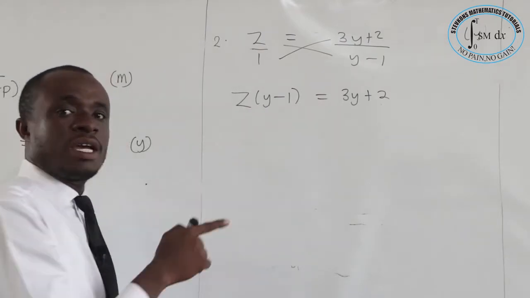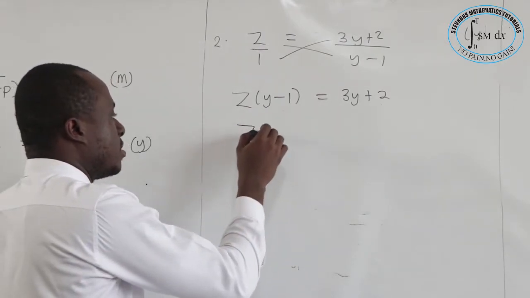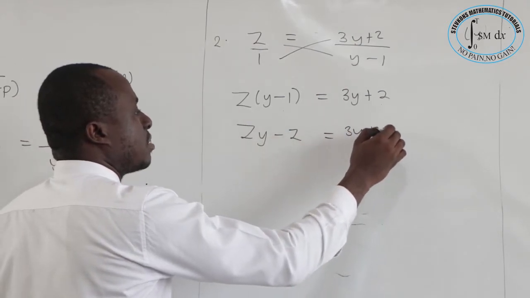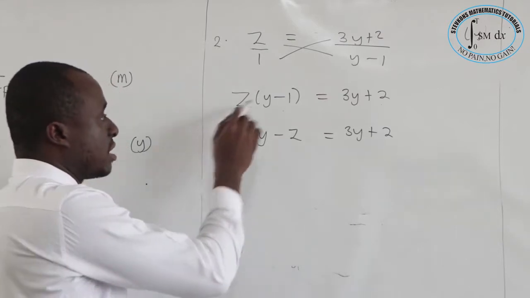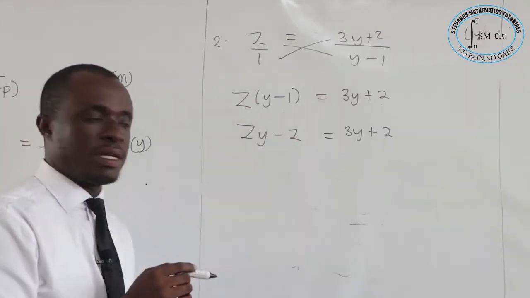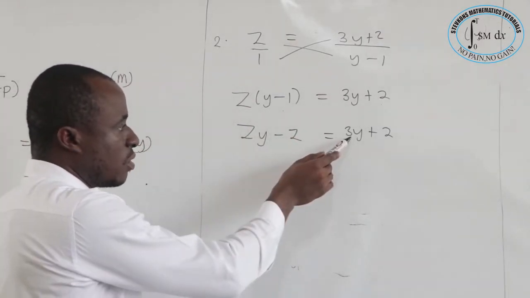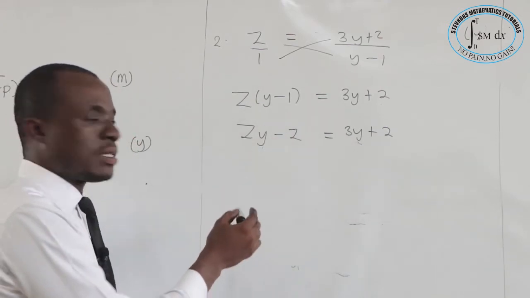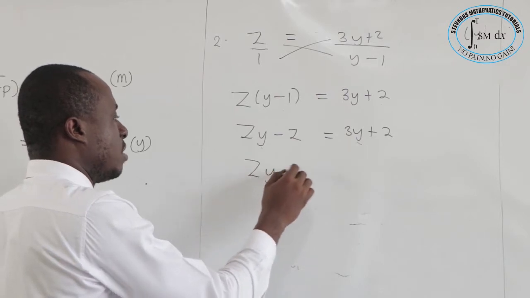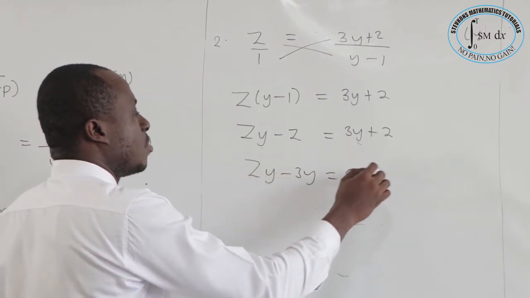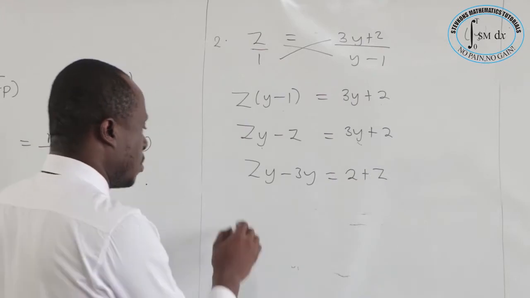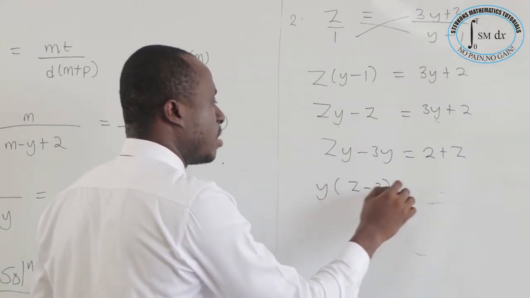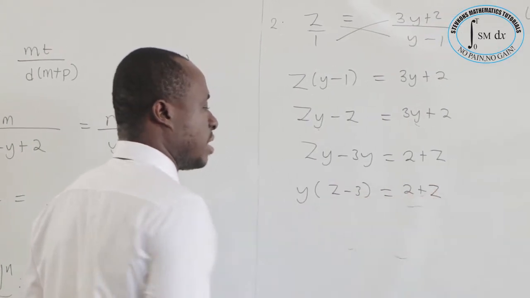Now we have to expand. So we have zy − z = 3y + 2. Now z times y is zy, z times 1, we have z. We have to group like terms. We want to make y the subject, there's y here, there's y there. You have to bring this 3y to the left hand side. So we have zy − 3y = 2 + z. So we factorize y out. So we have y(z − 3) = 2 + z.